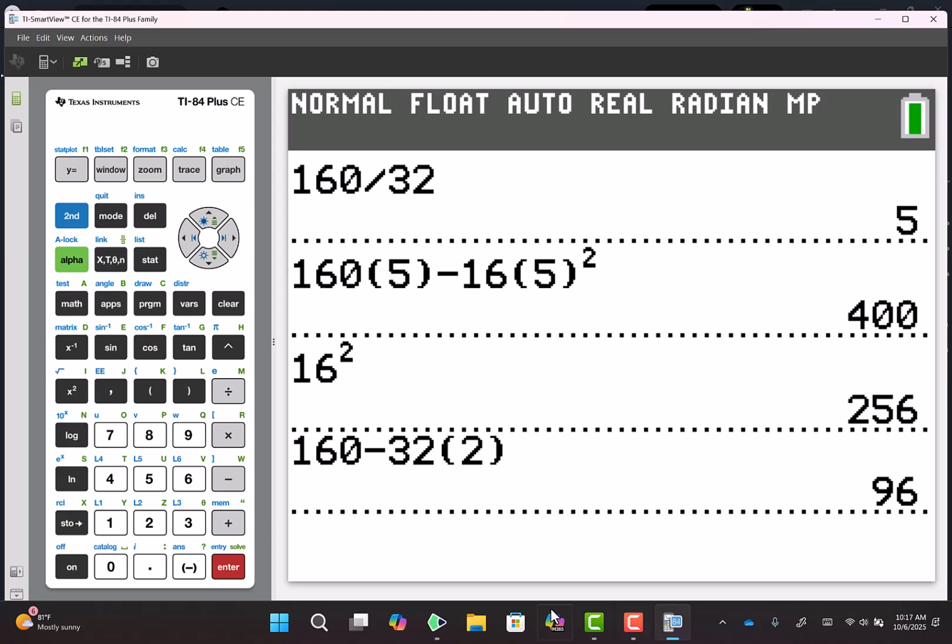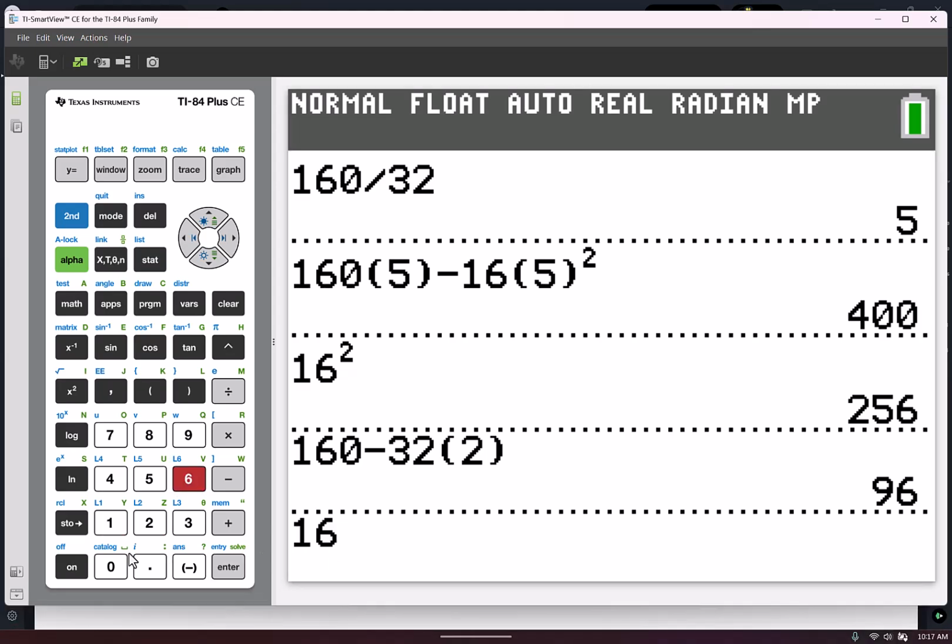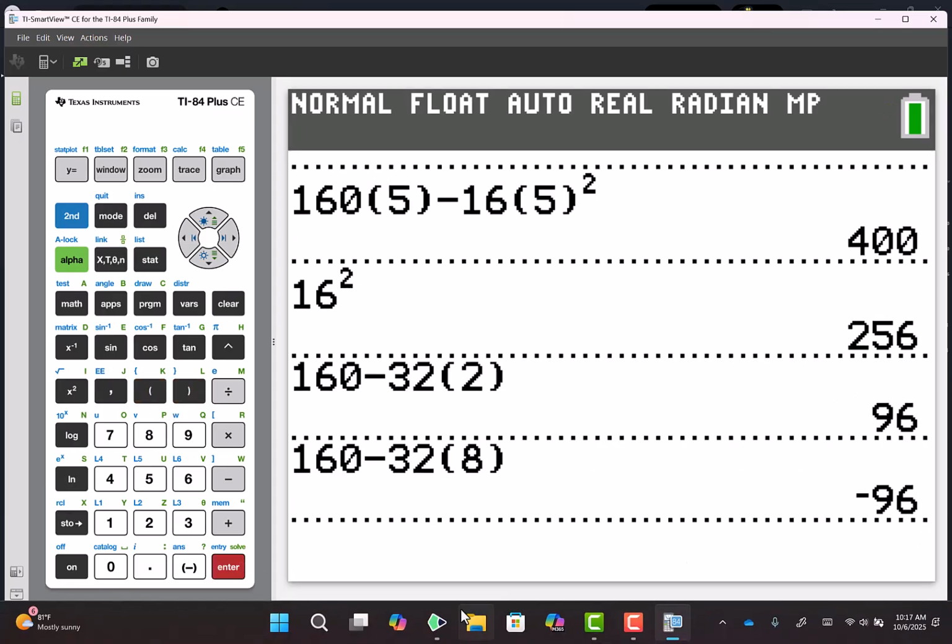Not all problems are going to be symmetric, guys. This one, they're just being nice to us. 160 minus 32 times 8. Enter. Negative 96. There you go. One's on the way up, one's on the way down.